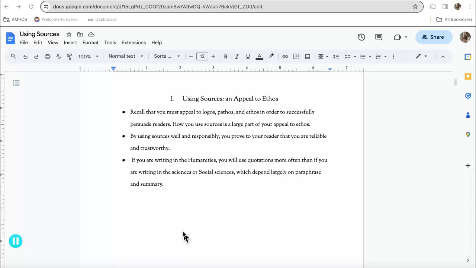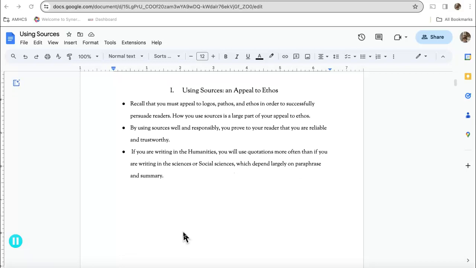If you are writing in the humanities, using sources will involve quotations. And all of you who've gone through the senior charter system know how to use quotations to support your point. But if you're writing in the sciences and social sciences, you're going to be moving away a little bit from quotations to paraphrase and summary. Regardless, you will be using sources, and how you do that is a huge part of your appeal to ethos. So let's all pay attention and work hard, knowing that this is actually a big part of what makes us appealing to our readers.